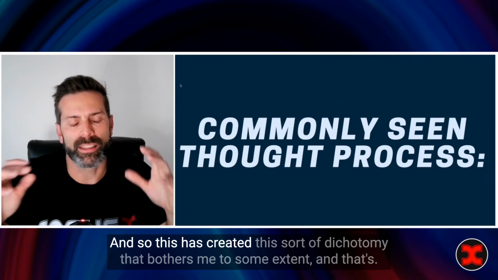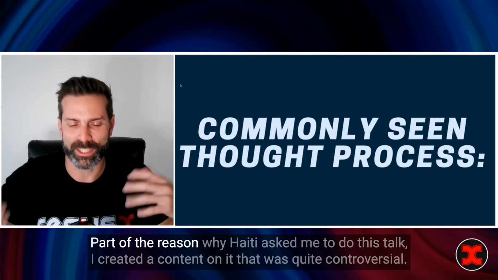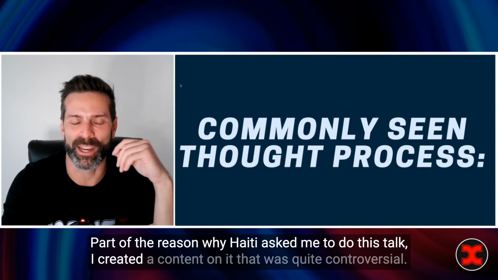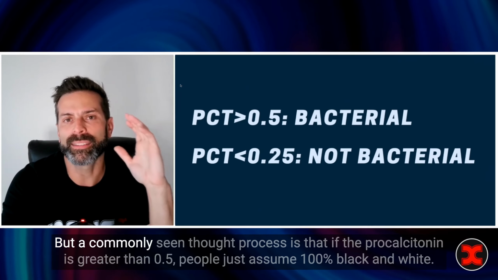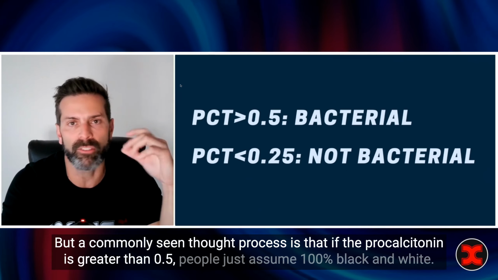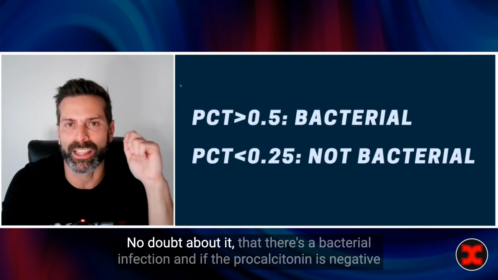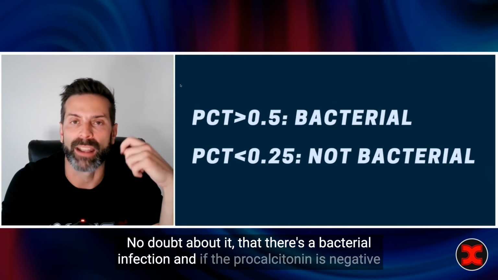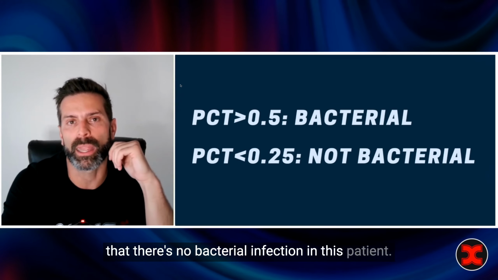And so this has created this sort of dichotomy that bothers me to some extent, and that's part of the reason why Haney asked me to do this talk. I created content on it that was quite controversial, but a commonly seen thought process is that if the procalcitonin is greater than 0.5, people just assume 100% black and white, no doubt about it, that there's a bacterial infection. And if the procalcitonin is negative, that there's no bacterial infection in this patient.